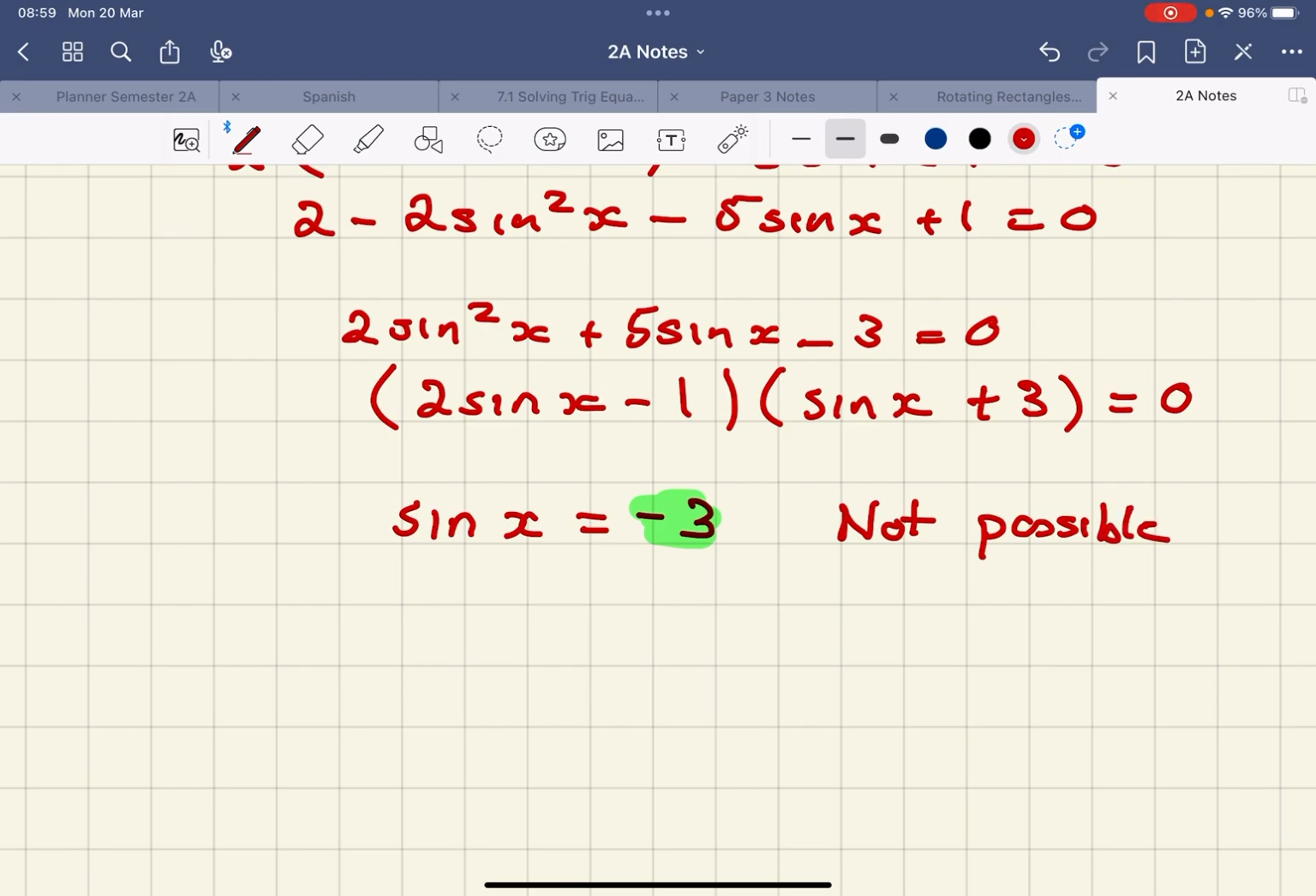The other bracket will give me sine x equal to a half when I make it equal to 0. And that one is one that I do know, pi over 6 and 5 pi over 6.